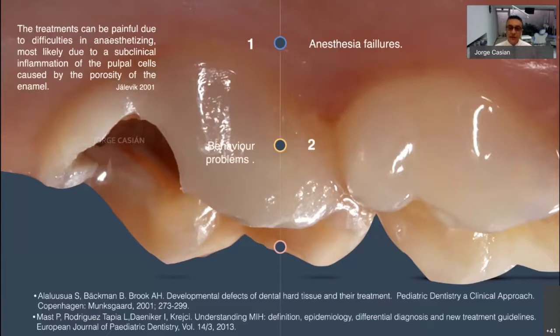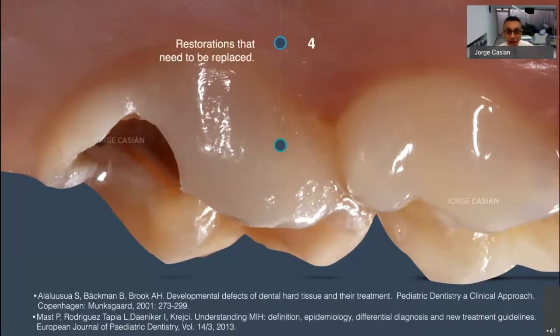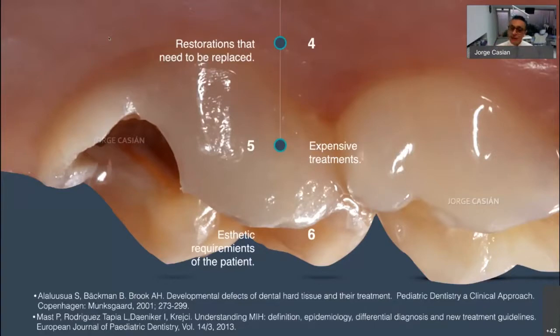Behavior problems. If there is pain, the patient will not cooperate with us. Adhesive issues. Restorations that need to be replaced frequently, again and again. Parents and patients complaining about the cost of the treatment. Expensive treatments. And I will add another point, that is aesthetic requirements or demands of the patient or the parents of the patient.